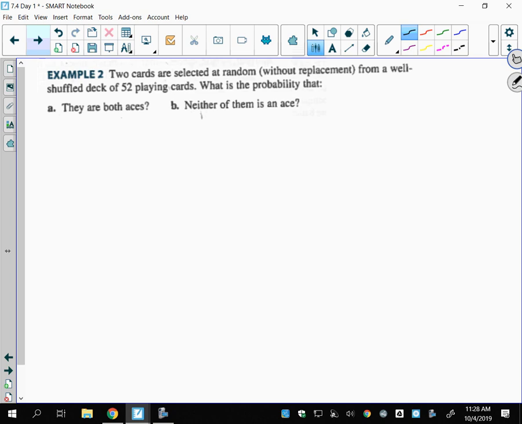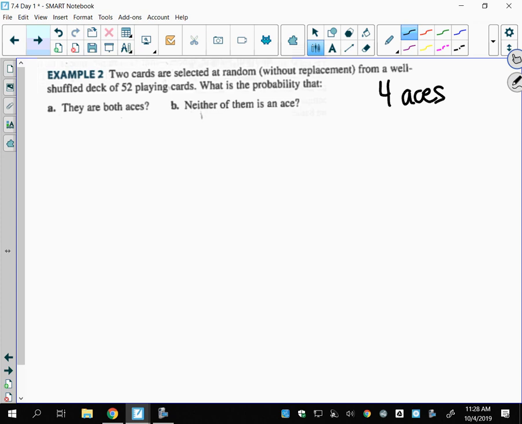And again, just a reminder about playing cards. I have decks of cards we can look at in class, but there are 52 cards. This one is all about aces. So there are 4 of each suit in a deck, so there are 4 aces in a deck of cards. That's something to remember. Okay?